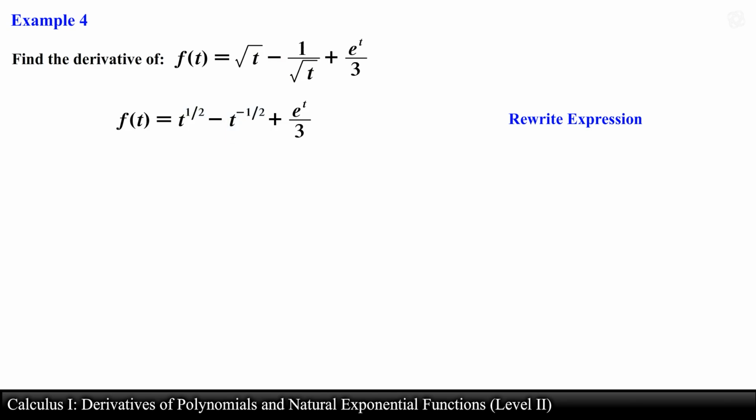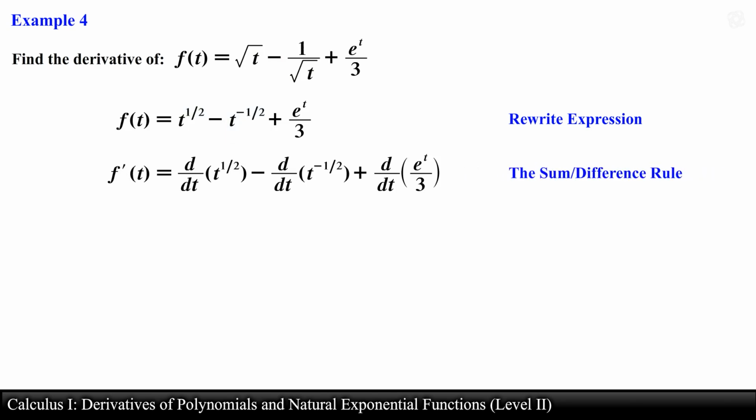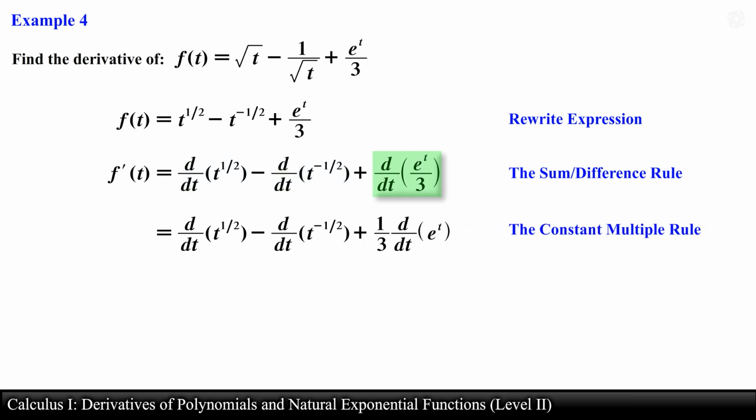Once we have written the expressions using fractional powers, we go ahead and apply the sum and difference rule to find the derivative of each term. The first and second term require an application of the power rule. The last term has the constant 1/3, so we go ahead and apply the constant multiple rule, followed by the derivative of the natural exponential function.